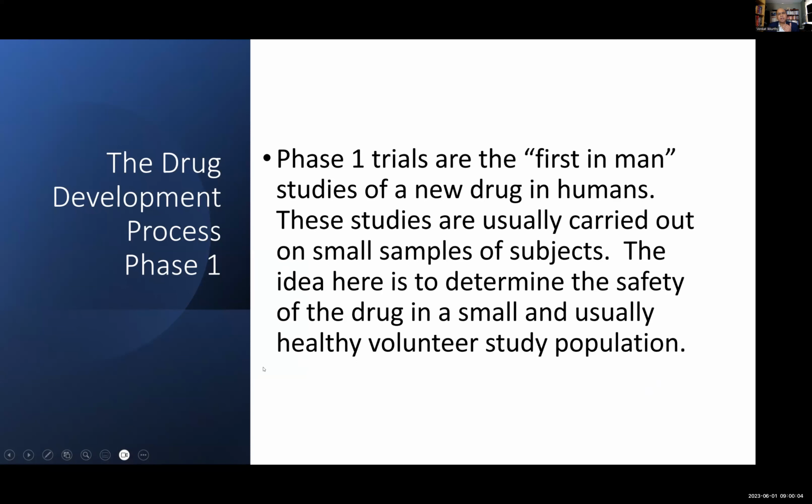In most of the studies, we take healthy people, volunteers, except two studies: oncology and HIV. For the remaining studies, we take healthy people.